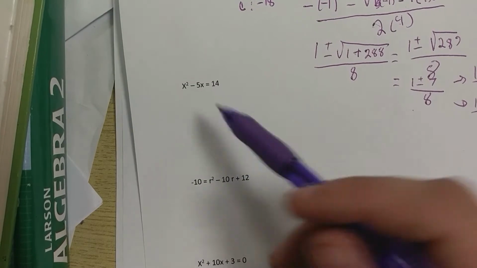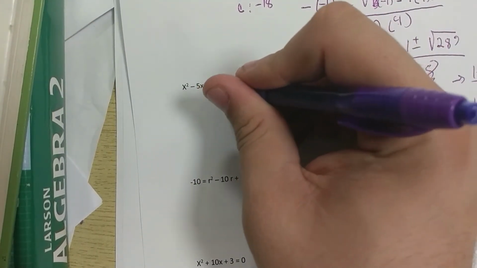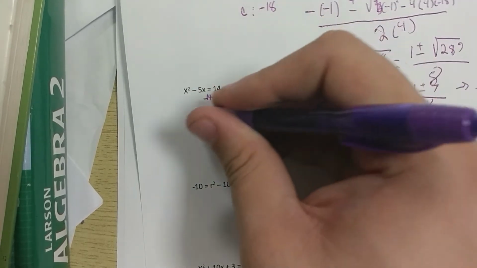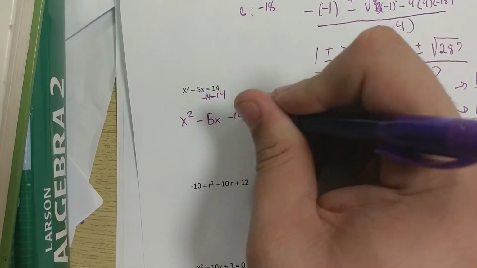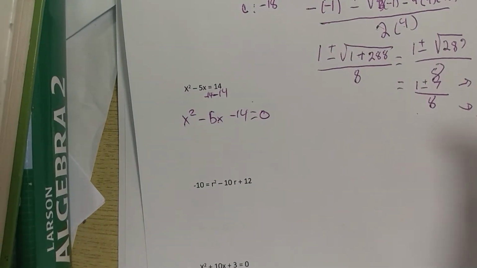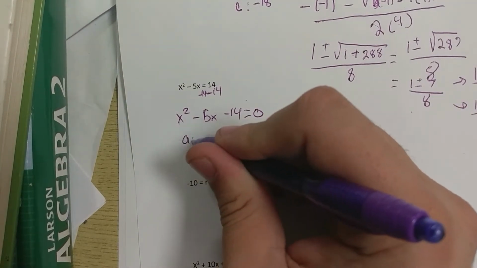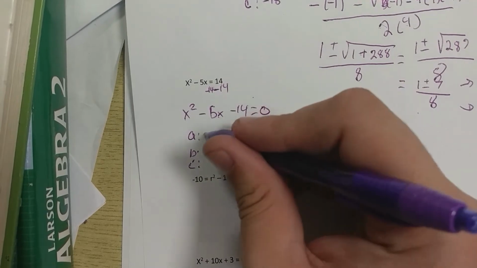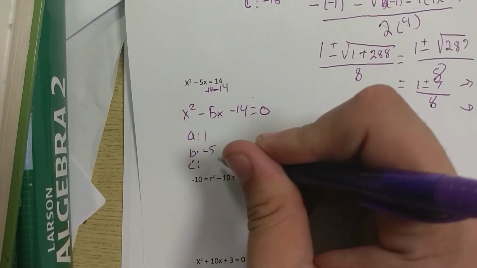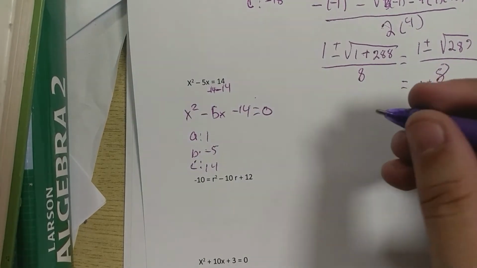Here, notice that it does not equal 0. So what you need to do is minus 14 here, minus 14 here. X squared minus 5x minus 14 equals 0. So let's use the quadratic equation. A, B, C. A being 1, B equals negative 5, C equals negative 14. That's a 5. I apologize for that.